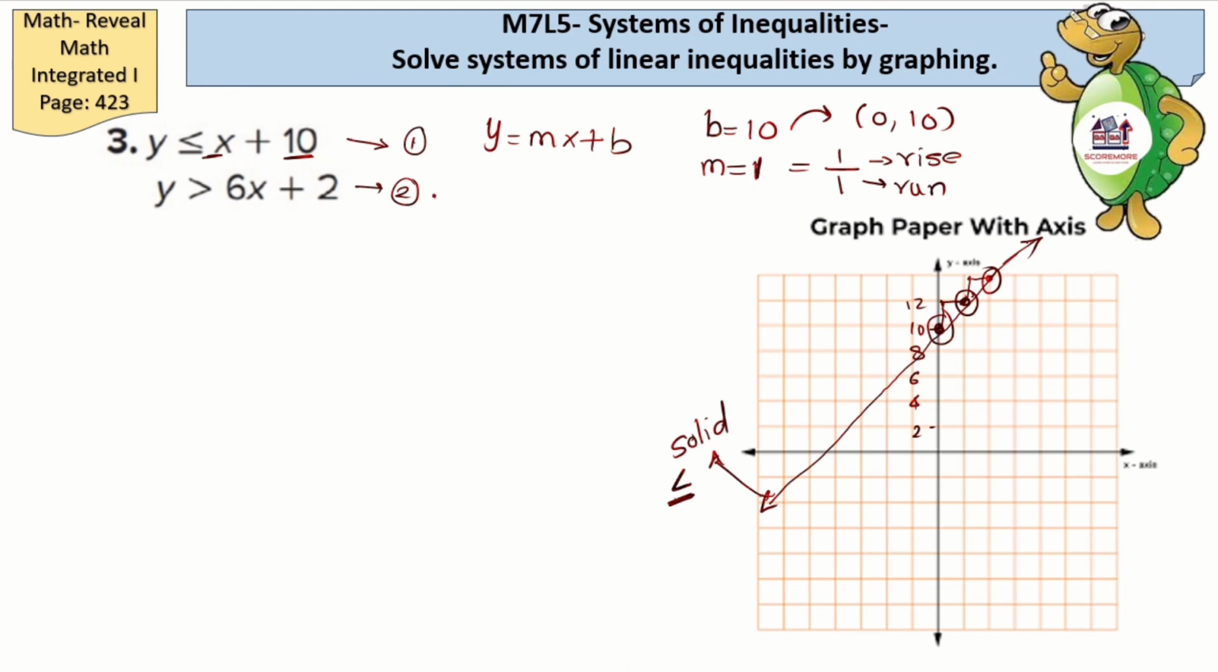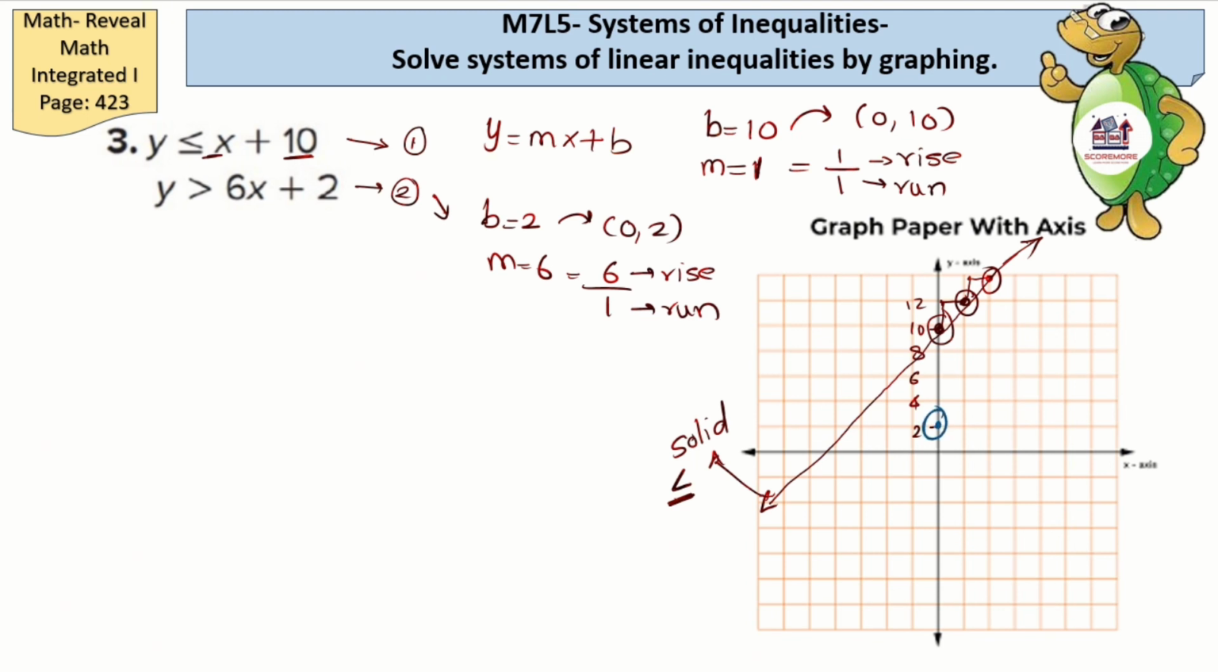Alright, come on, let's focus on equation number 2. Here b is 2, so (0, 2) will be the y-intercept. The slope is 6, so 6 over 1, which is 6 rise and 1 run. Let's graph it.